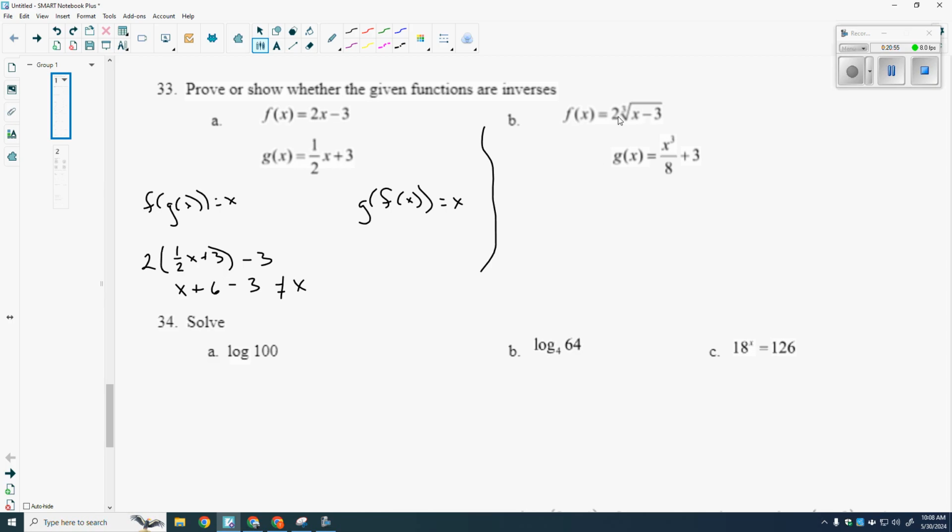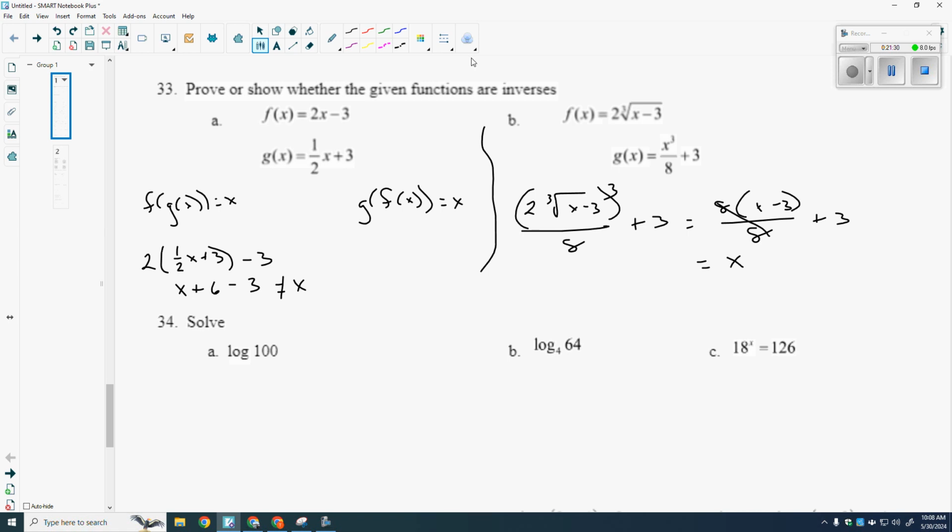Same thing. Put f into g. So x becomes that big mess. So I get 2 cube roots of (x minus 3) cubed divided by 8, plus 3. 2 cubed is 8. A cube cancels a cube root, and so I get (x minus 3) divided by 8, plus 3. 8's cancel, and I get x minus 3 plus 3, which is x.